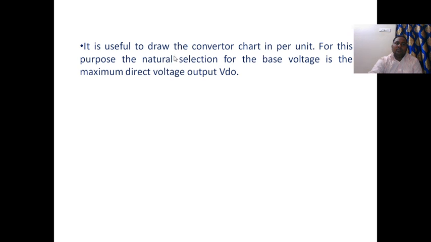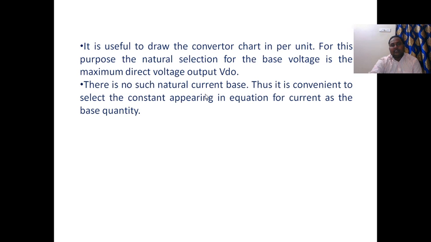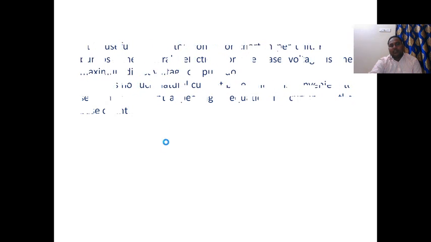It is useful to draw the converter chart in per unit. For this purpose, the natural selection for the base voltage is the maximum direct voltage output Vd0. There is no such natural current base, so it is convenient to select the constant appearing in the equation for current as the base quantity.